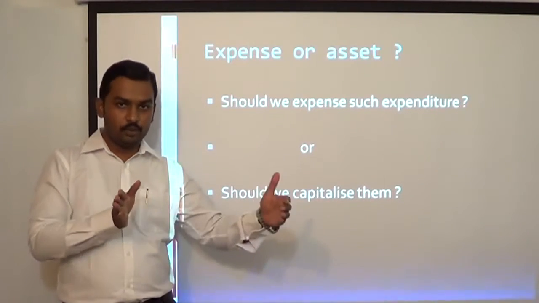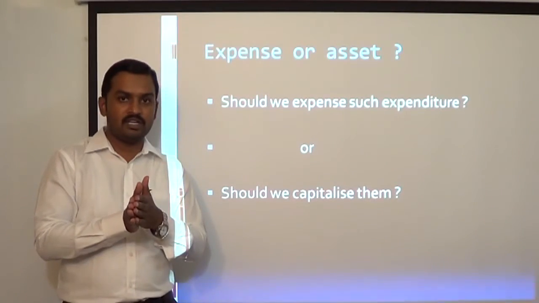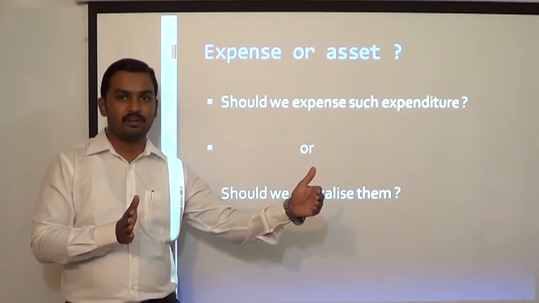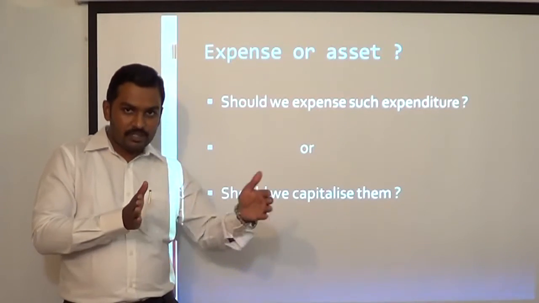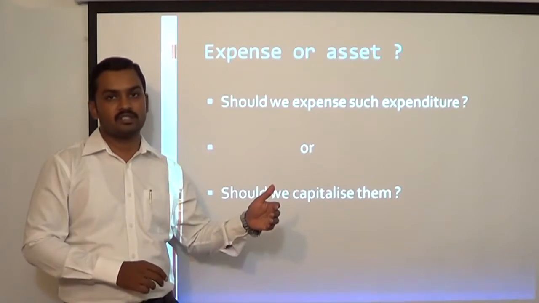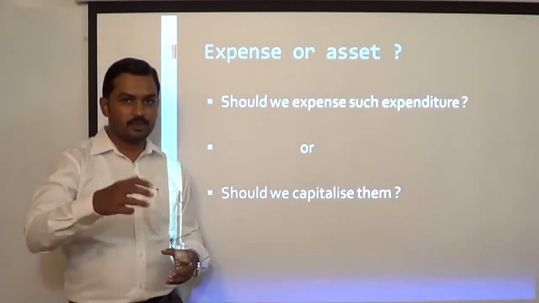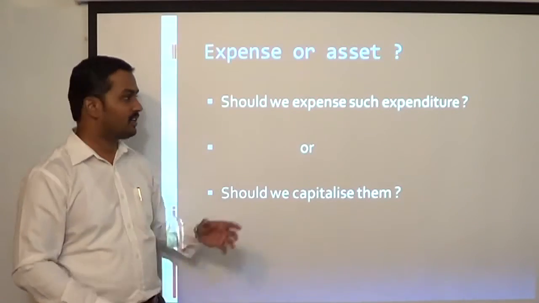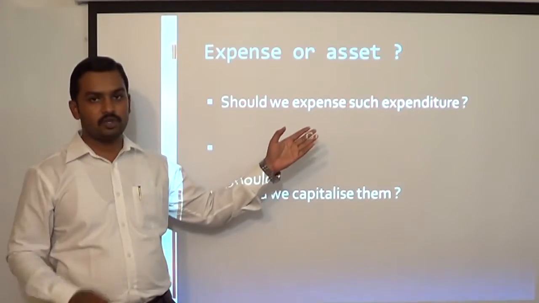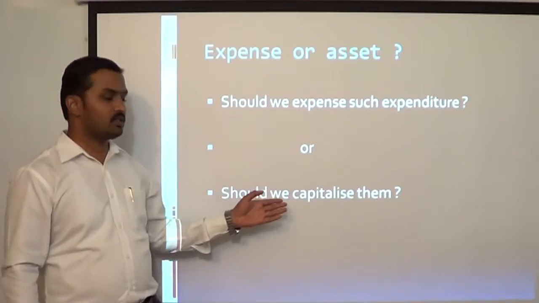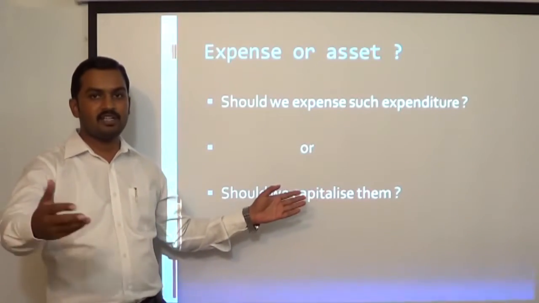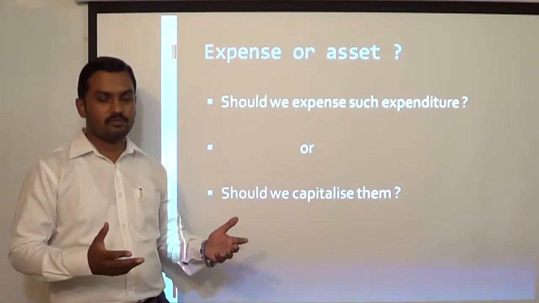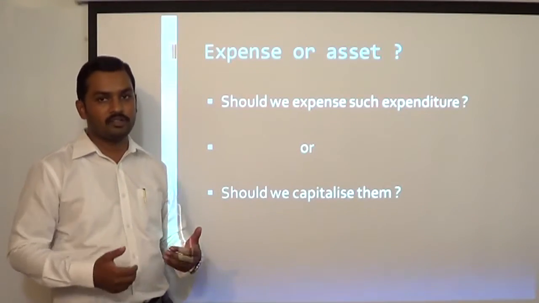Expenditure incurred during this period, that is, from the day you receive the license and start your exploration activity until the day you are able to demonstrate technical and commercial viability, is what is going to be discussed in the standard: how to do accounting for that. Now, for expenditure incurred during this period, there can be only two possible accounting treatments. Either you expense it, that means you debit it to the P&L account, or second, you capitalize it, that means treat it as an asset. Which of the options you are going to adopt is what we will get more clarity about in this standard.